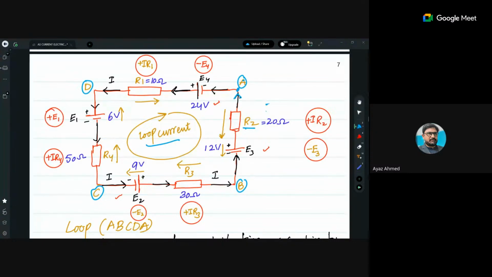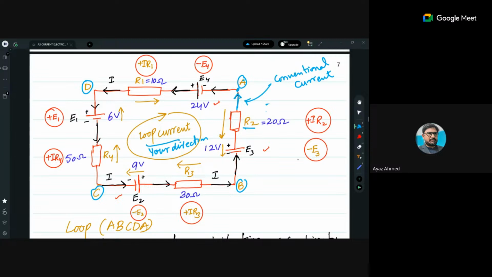The golden arrow is indicating the direction of loop current, your direction. And the direction of this black arrow shows the direction of conventional current. Is it clear to all? Yes. So they are opposite, and when it is opposite, I will take it positive I squared R.